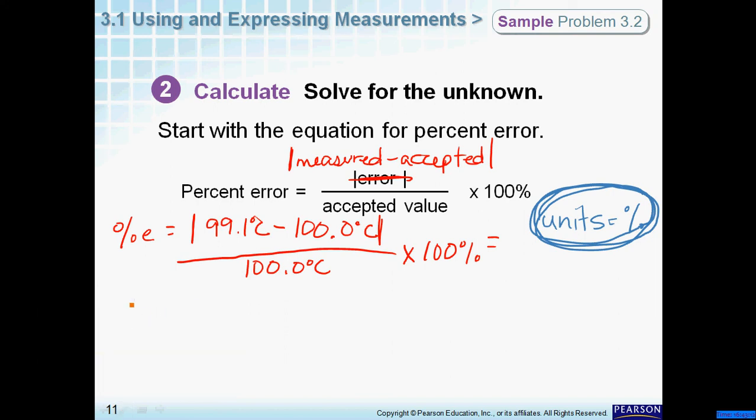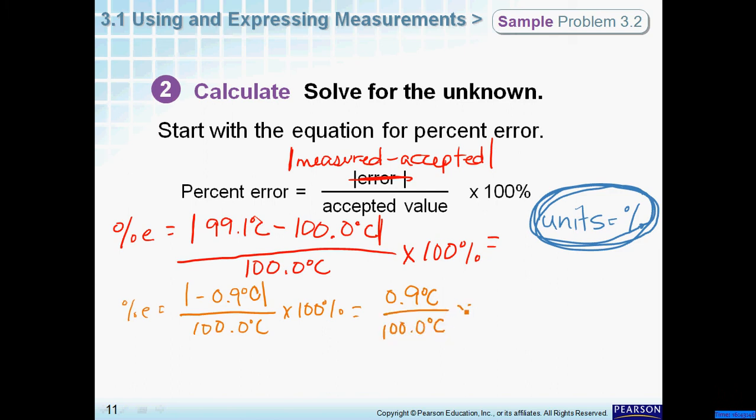So for my percent error, 99.1 minus 100 will give me negative 0.9 degrees Celsius divided by 100.0 degrees Celsius times 100%. So that's the same thing as saying 0.9 degrees Celsius over 100.0 degrees Celsius times 100%. For those math majors in the room, my math whizzes, you see that I can cancel out the 100 here. If there's something on top and something on bottom, you can cancel it out. I can also cancel out these units, the degrees C and degrees C. So my final answer comes out to 0.9%.